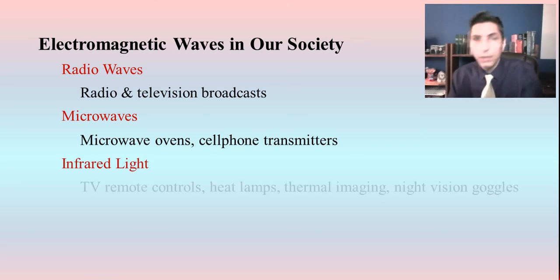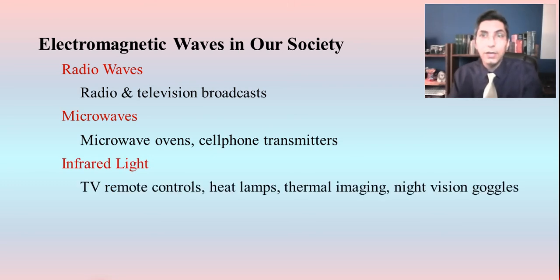Infrared light. We can use infrared in TV remote controls. If you have a TV remote control, you hit the button, it communicates with the TV or the DVD player or your cable box, whatever, by means of infrared light. A lot of heat lamps are actually infrared light.